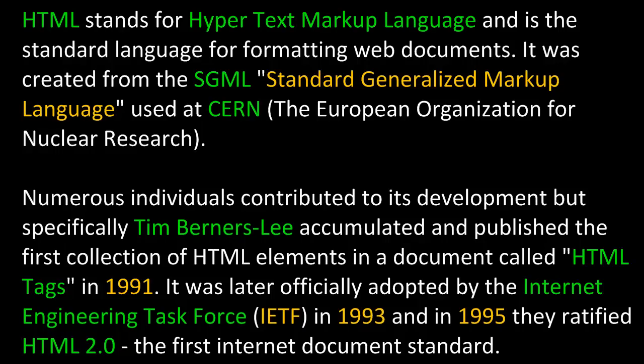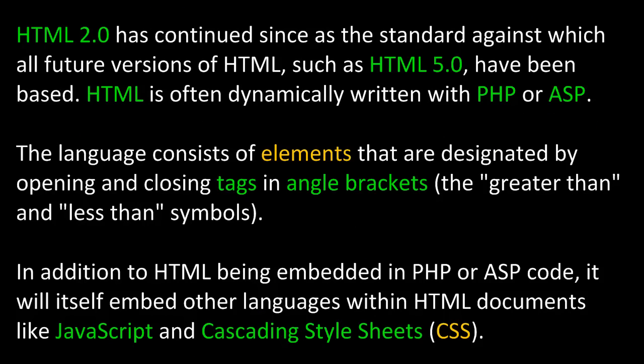It was later officially adopted by the Internet Engineering Task Force, or IETF, in 1993, and in 1995 they ratified HTML 2.0, the first Internet document standard. HTML 2.0 has continued since as a standard against which all future versions of HTML, such as HTML 5.0, have been based. HTML is often dynamically written with PHP or active server pages.